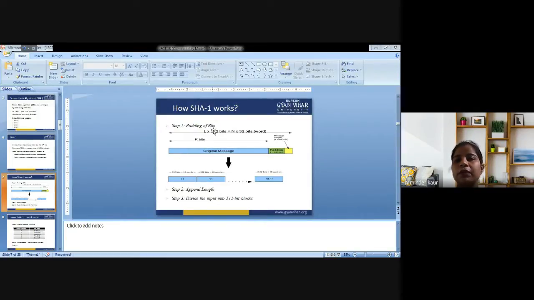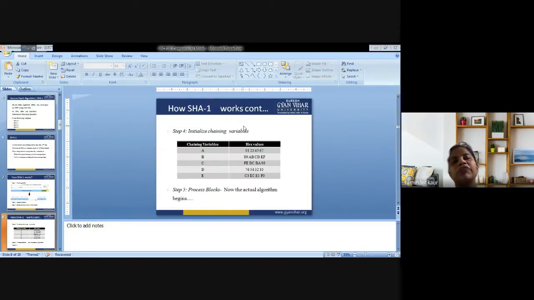First one is padding of bits like this one, 1 to 512 bits that could be added to the message. Then we are supposed to segment the message into the 512 bit blocks. Then fourth step is initializing chaining variables. So these are the variables that could be stored in the registers. So these are A, B, C, D, E. So these are having hexadecimal values.